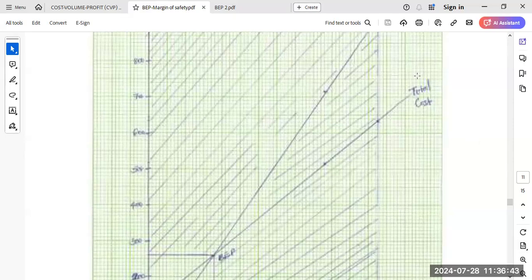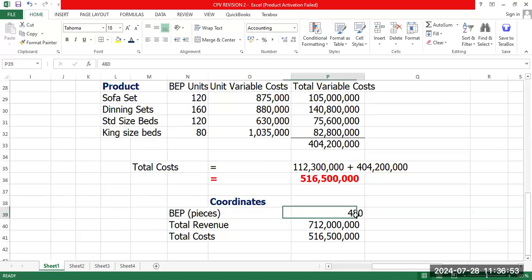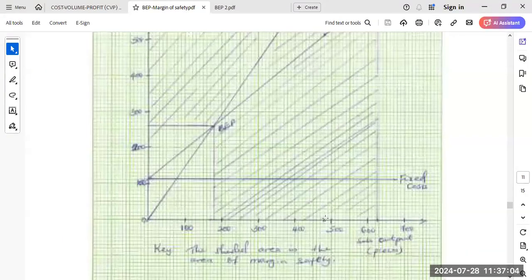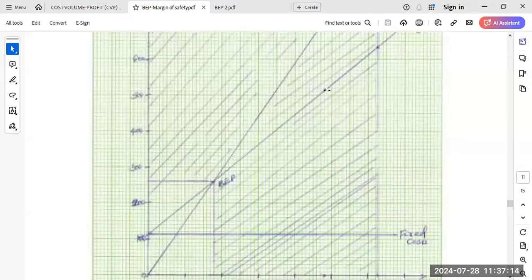Then I do the same. I come here, I also do the same. I stand on 480, then I look for 516 on the vertical axis. I stand on 400, this is where 480 is. Then I look for what? It was how much? 513, it is approximately here. You see there is an arc here.